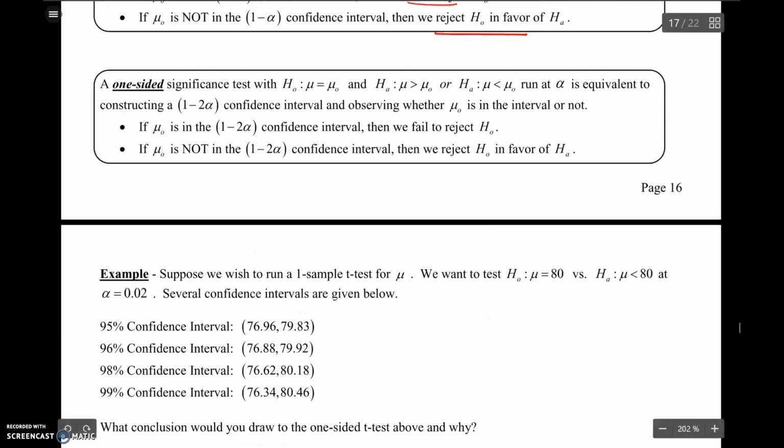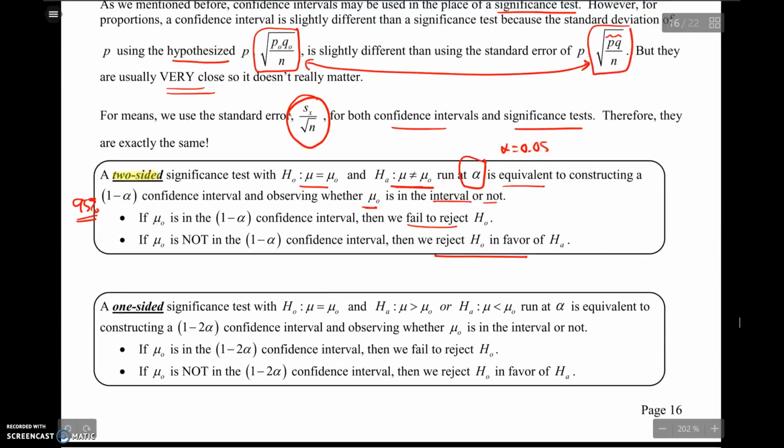I wish I had an example. I guess I've got an example coming up here, but a one-sided test is going to be a little bit tricky. You've got to be careful with a one-sided test, because when we run one, we're only looking at the area on one tail. But confidence intervals are always created with two tails.